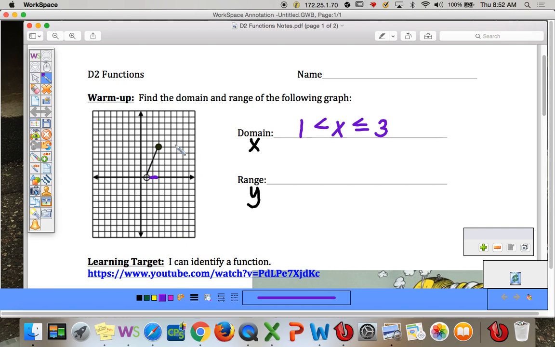The range is all possible y values, and it goes, let's change colors here, this way right here. So it starts at 0, but since it's an open dot, it can't equal 0. It's the y values, and the highest it can equal is 1, 2, 3, 4, 5. So we say y is between 0 and 5. It can include 5, but it can't be 0.